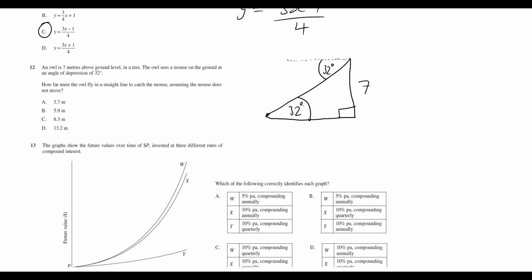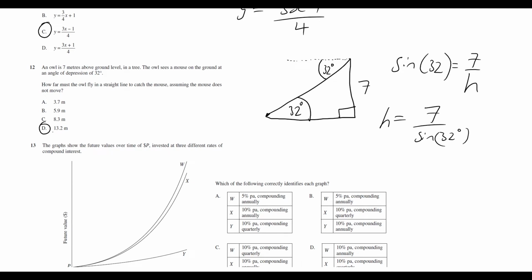So we know our angle here, and we know the side length over here. So we can just use our SOHCAHTOA. So perhaps we could say sine of 32 is going to be equal to 7 over the hypotenuse. And so therefore we can rearrange, and we find that the hypotenuse is going to be equal to 7 meters divided by sine of 32 degrees. And when we calculate that, we find that we have a value of about 13.2 meters.